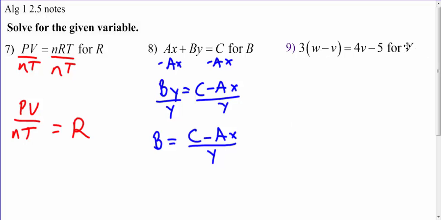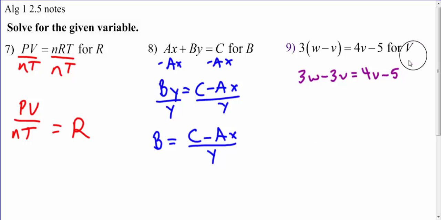This v right here should be lowercase. I'm not sure that'll bother you, but it bothers me, so I'm going to fix it. All right, here we go. 3w minus 3v. You know what property that is, I do believe. The distributive property is equal to 4v minus 5.